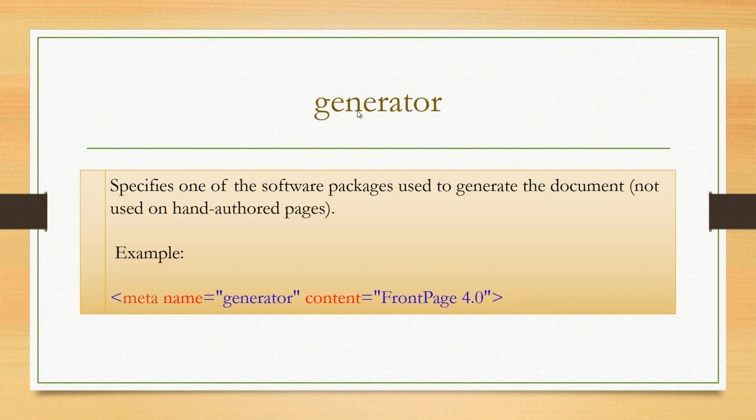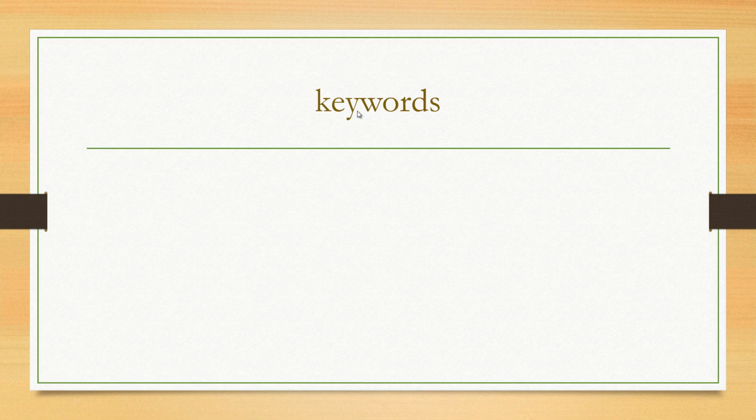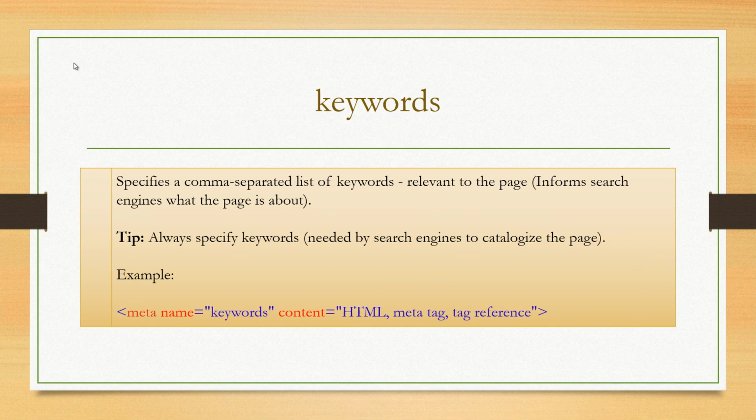Now we will talk about keywords. So let's discuss what actually a keyword is. You can use the meta tag to specify important keywords related to the document, and later these keywords are used by search engines while indexing your web page for searching purposes. And the keywords specify a comma separated list of keywords relevant to that particular page, and it will inform the search engine what the page is about.